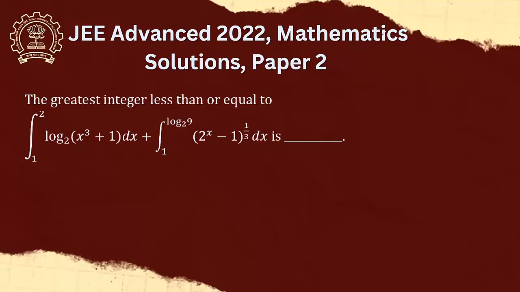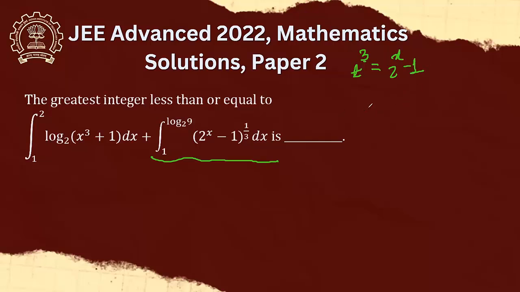So here we have to evaluate two definite integrals, right? We'll first look at this part, the integral from 1 to log base 2 of 9 of this function. What we'll do is let t cube be equal to 2 to the power x minus 1, right?